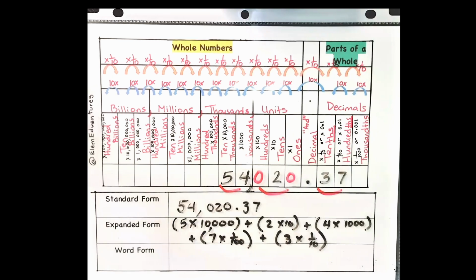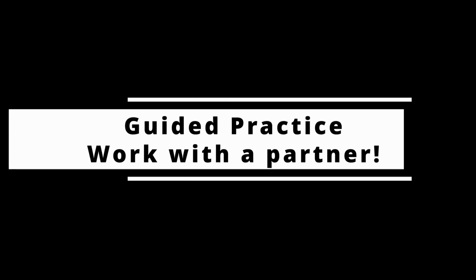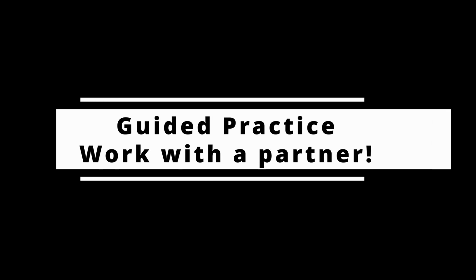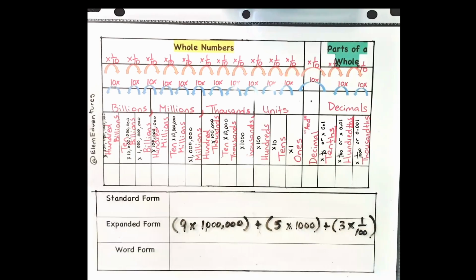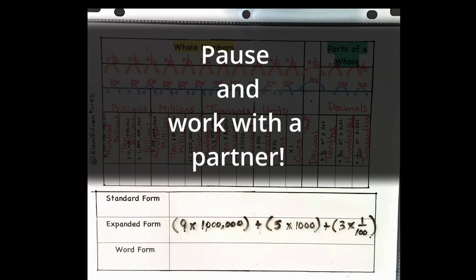Our standard form is 54,020 and 37 hundredths. This is standard form because there is one digit in each place value. In expanded form, we have 9 times a million plus 5 times 1,000 plus 3 times 1 over 100. Work with a partner to find the standard form for this number.